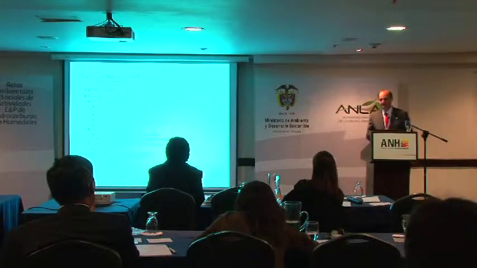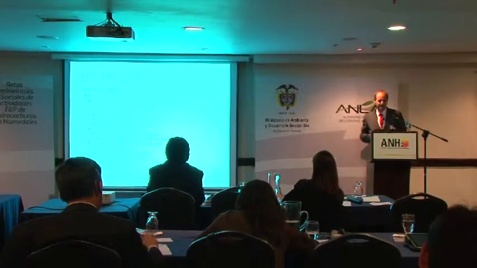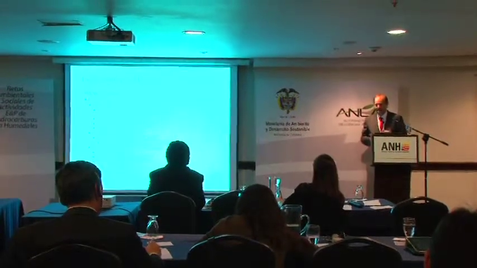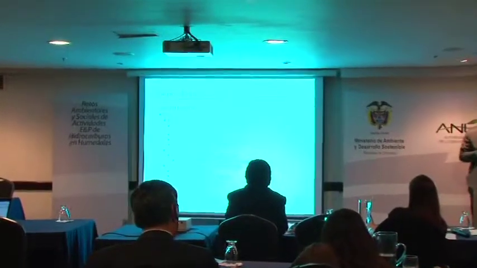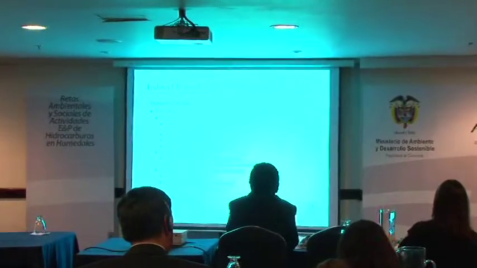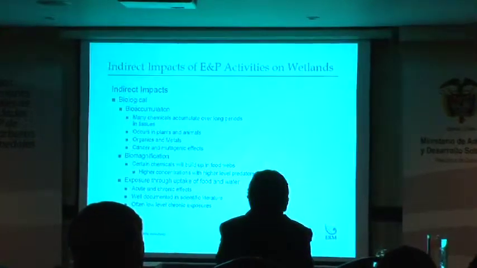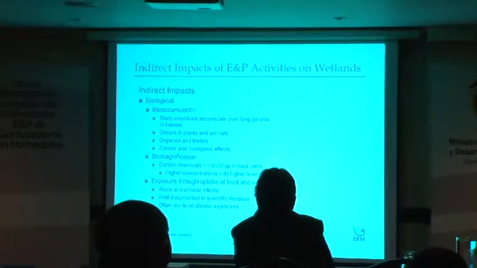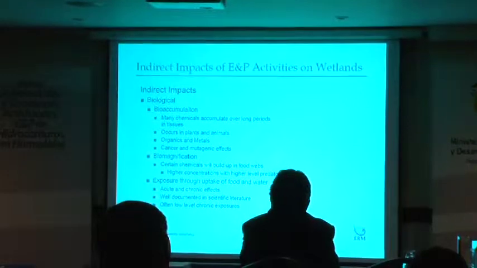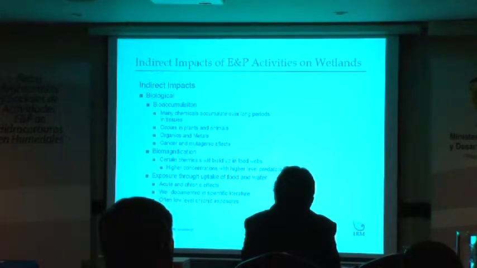Indirect biological impacts are really things like bioaccumulation and biomagnification. Bioaccumulation is when you have a contaminant that builds up in the tissues of an organism. So if I eat something and it's got a contaminant in it, I'm going to get that contaminant in my tissues. I'm going to accumulate it in my tissues.